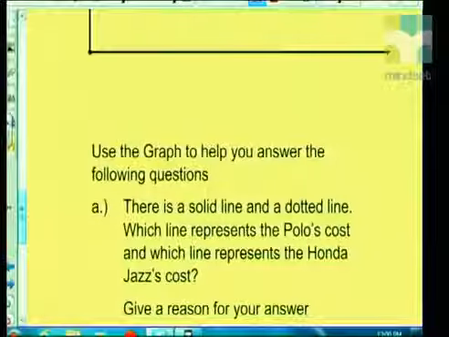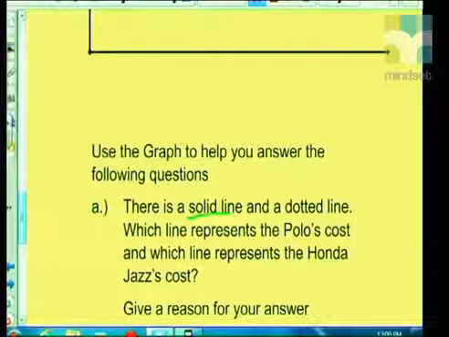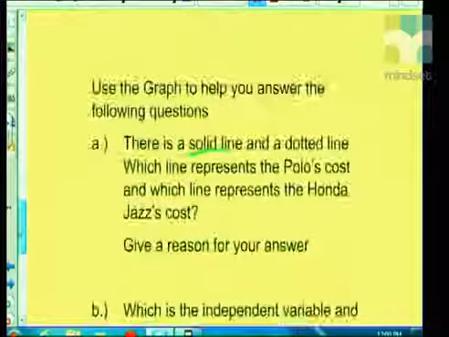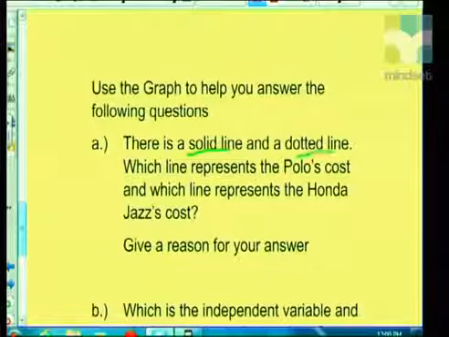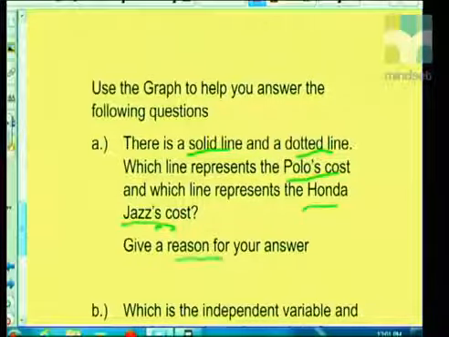Let's see how we go. It says, use the graph to help you answer the questions. There is a solid line. I think you can see that. This is the solid line. And there, a dotted line. So we can see the dotted line. It says which line represents the Polo's costs and which line represents the Honda Jazz's costs. Give a reason for your answer.